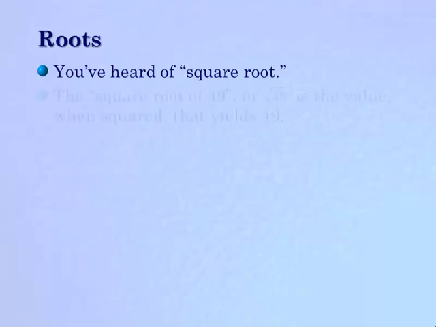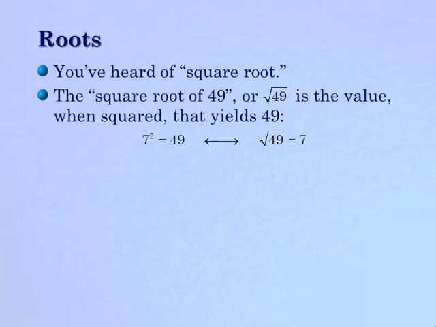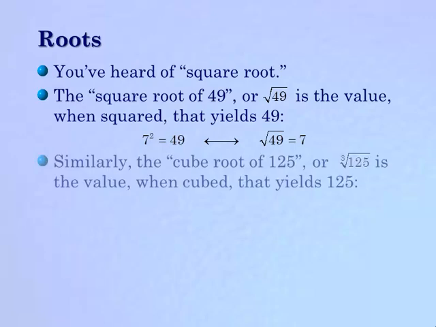All right, so you've heard of square roots, right? The square root of 49 is the value that when squared yields 49. So we found out that 7 does that. 7 squared, sure enough, equals 49, so the square root of 49 equals 7. Similarly, the cube root of 125 is the value that when cubed yields 125. So 5 cubed equals 125, and the cube root of 125 equals 5.